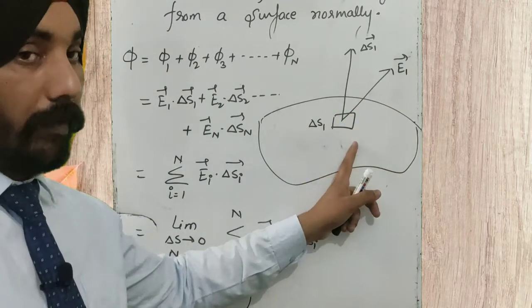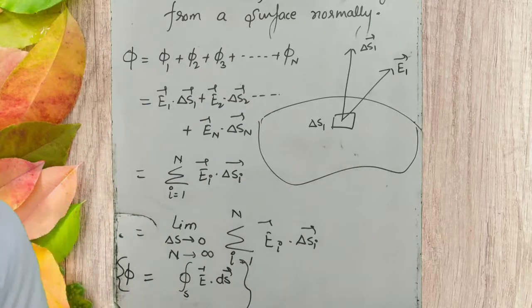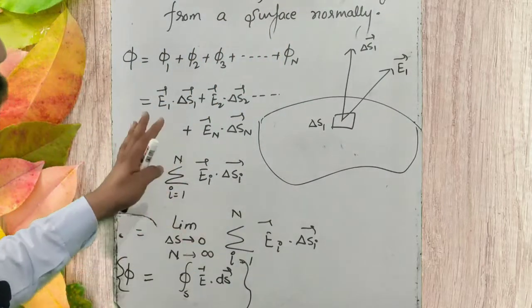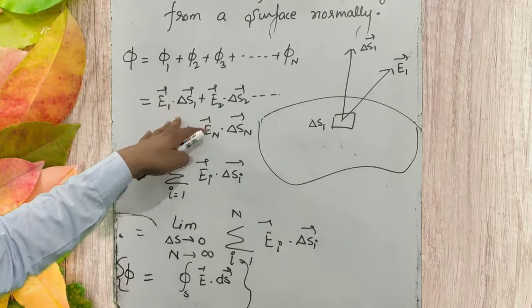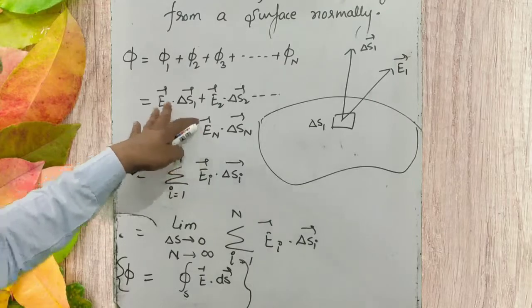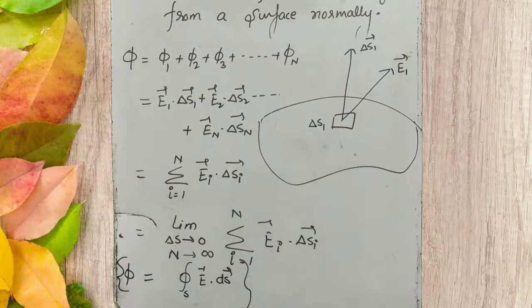For the uniform field it was quite simple, as I told you. Flux is a scalar quantity. Why is it a scalar quantity? Because it is the dot product, the scalar product, of two vector quantities. It is shown by the dot product of two vector quantities, that is why it is a scalar quantity.